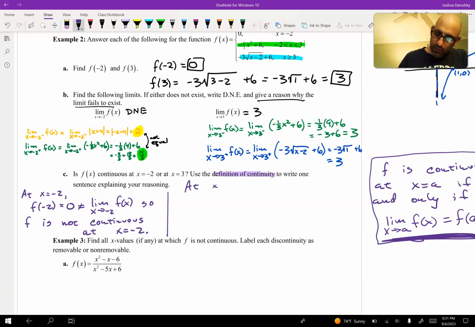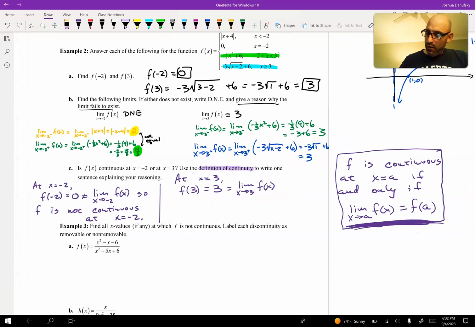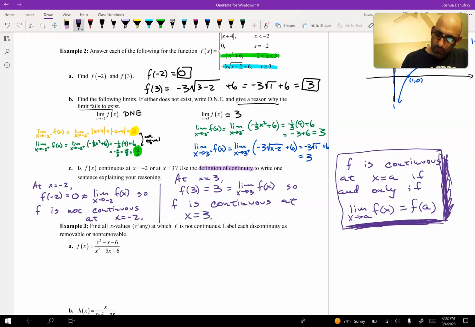At x equals 3, f of 3 is equal to 3 from our work up here in part A, which equals the limit as x approaches 3 of f of x, which is from our work in part B. And that's what our definition of continuity says. So f is continuous at x equals 3. And there it is.